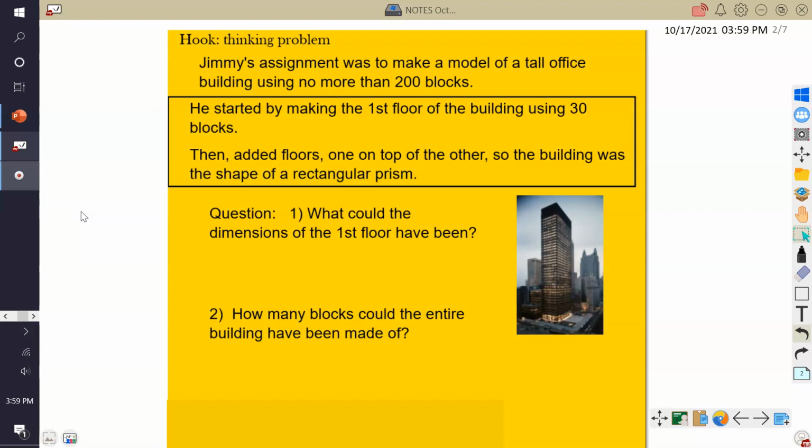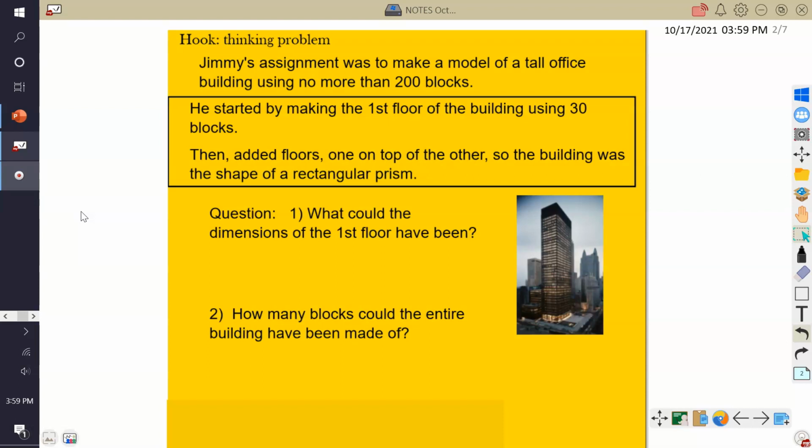Anyway, Jimmy has 200 blocks and he makes the very first floor. He's making the first floor using 30 blocks. That's all we know about his first floor. So question number 1 says, what could the dimensions of the first floor have been? By dimensions, of course, we're talking about the length and the width of the rectangular shape. And so you can think through what are all the possibilities that the first floor, that rectangle, could be.